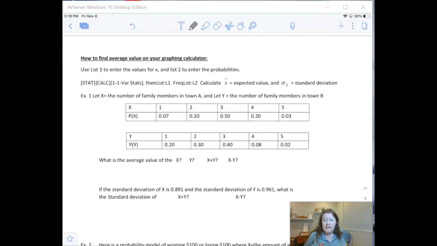Okay, so we have a probability table, and in this one, I'm looking down at example 1. X is the number of family members in town A and Y is the number of family members in town B. So if we go and knock on somebody's door in town A, they are likely to have either 1 person in the house, 2, 3, 4, or 5. Simplified version, I'm sure there are some families that have more. And then if I go into town B, they're going to have 1, 2, 3, or 5, but at different percentage rates.